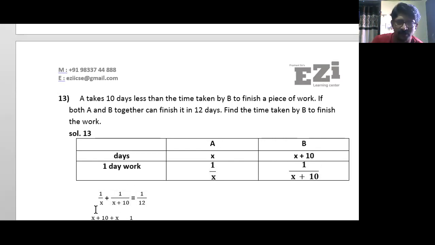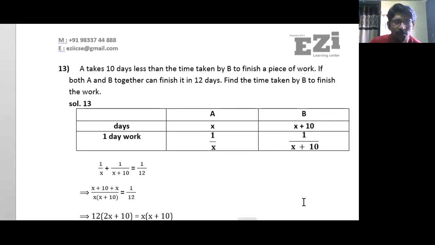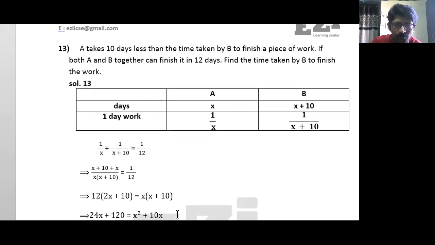X plus 10 plus X upon X into X plus 10 is equal to 1 upon 12. Now go on writing this. I hope you understood how to solve. X plus 10 plus X upon X into X plus 10 is equal to 1 upon 12. Now just do the cross multiplication. So 12 into 2X plus 10 equals X squared plus 10X. I hope you understood till here. This will become 24X plus 120, which equals X squared plus 10X.